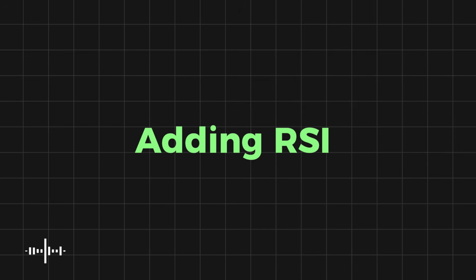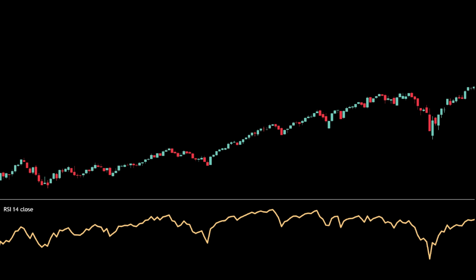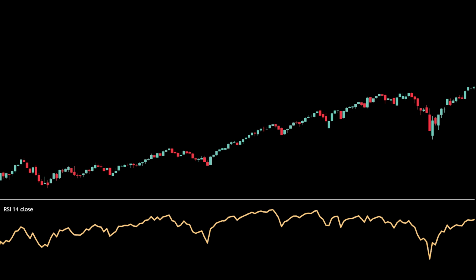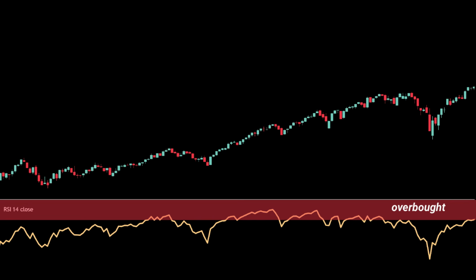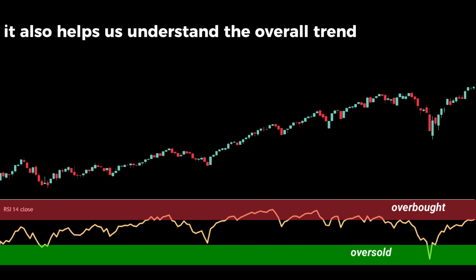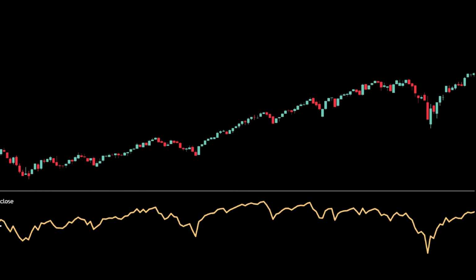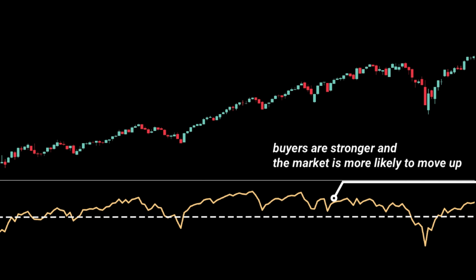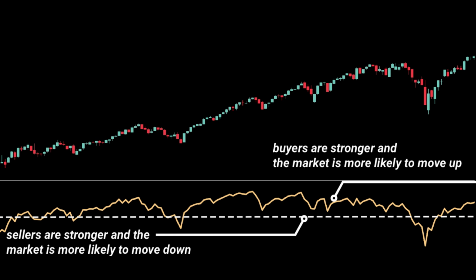Adding RSI. To review quickly, RSI or Relative Strength Index is a momentum indicator. Most people use RSI to spot overbought or oversold conditions, but it also helps us understand the overall trend. Here's a simple way to use it with fractals. When RSI is above 50, buyers are stronger and the market is more likely to move up. When RSI is below 50, sellers are stronger and the market is more likely to move down.